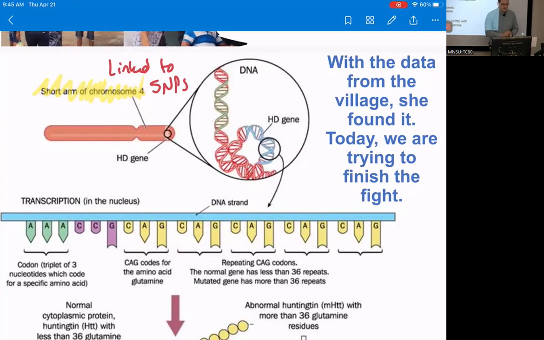So once you had this info, we just do a quick fun formative poll here. After all these years of hunting for this, knowing your mom had it, and at this point she had died, do you sequence yourself to know if you have the Huntington's disease? Would you want to know? Yeah, I probably would too. I don't know. I'd be freaked out by it.